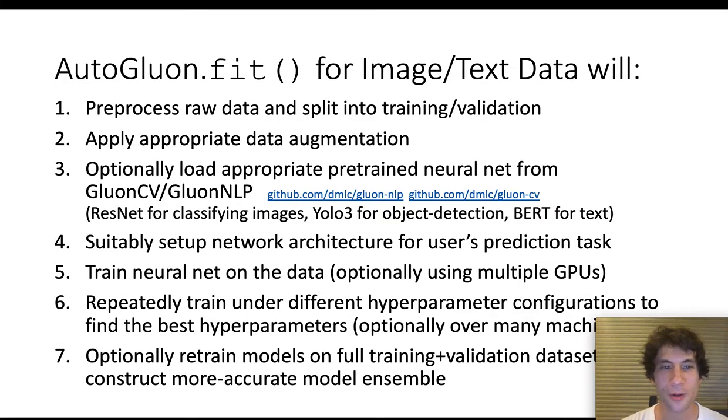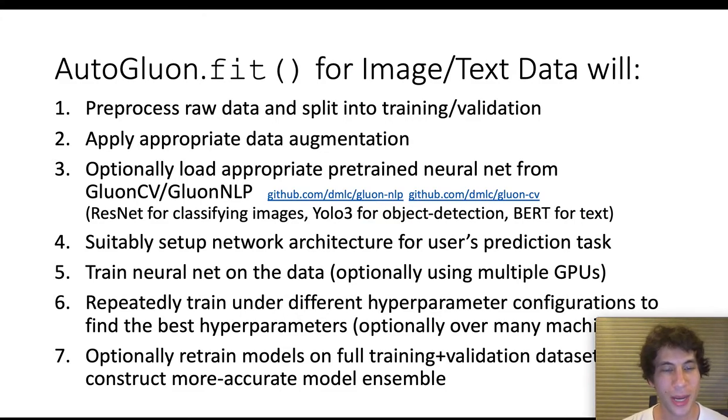Then AutoGluon will suitably modify this pre-trained model's network architecture so that it's appropriate for your prediction task on your data. For example, the pre-trained model may have been trained with 1,000 classes of animals, say, and your goal is to classify clothing categories, which never appeared in the pre-training data set. So at the very least, the model's output layer needs to be changed to reflect the fact that you're now only trying to predict 4 classes, and they may belong to totally different categories.